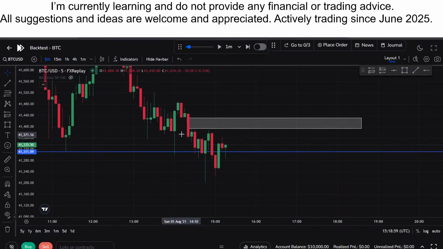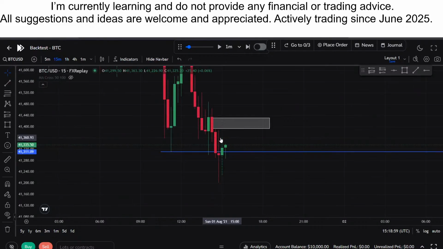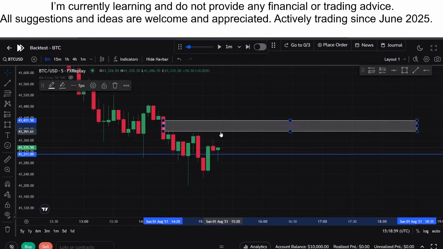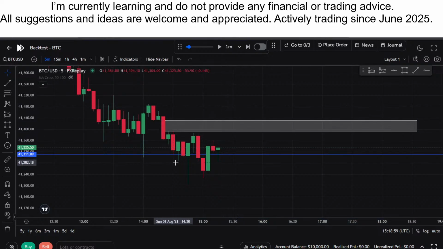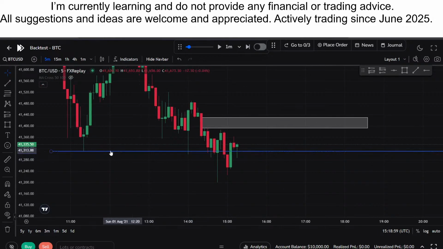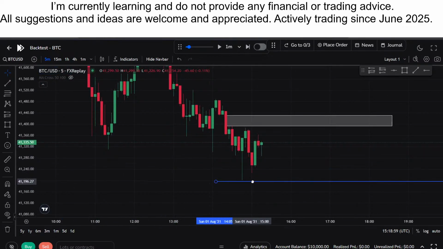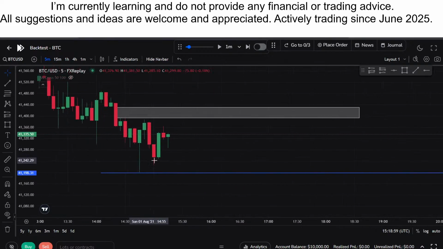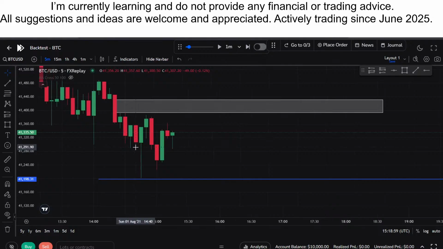Okay, now let's analyze here. This is not mitigated, and in 15 minutes there is no fair value gap here, so maybe I should not ignore this fair value gap. Let's see. Here we have this liquidity, and then it created another swing low right here, so we will ignore this. Now another swing low here, and there is no break of structure. High and low, again high, and let's see what happens.